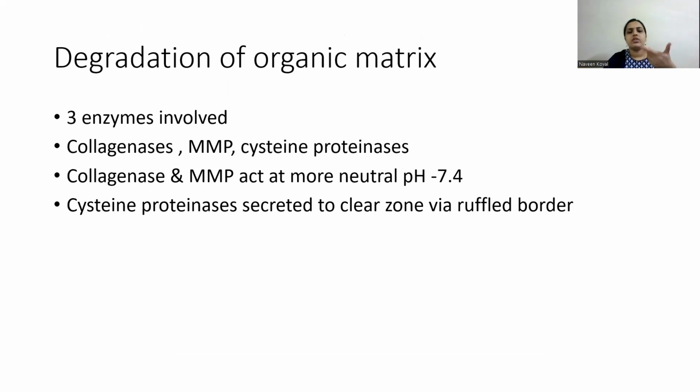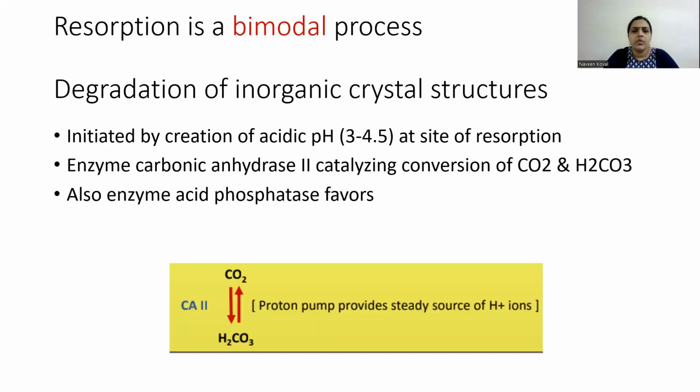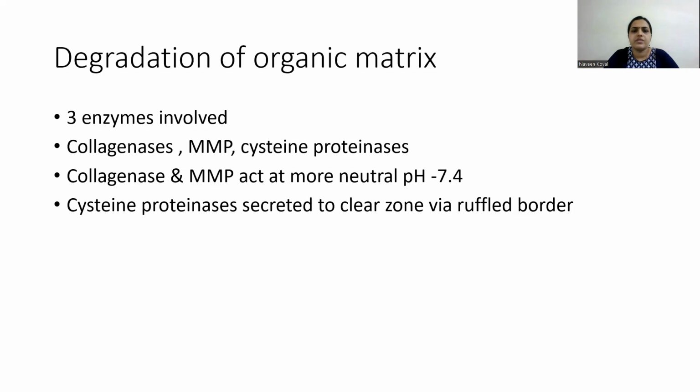The second one is degradation of the organic matrix, in which three enzymes are involved: collagenases, that is matrix metalloproteinases, then cysteine proteinases. Collagenase is an MMP, and it acts at a pH of 7, that is neutral pH, whereas cysteine proteinases are more active in acidic pH. The cysteine proteinases secrete enzymes into the clear zone through the ruffled border. These are the bimodal process, which includes degradation of the inorganic crystal structure and degradation of the organic matter. That is why it is known as a bimodal process.